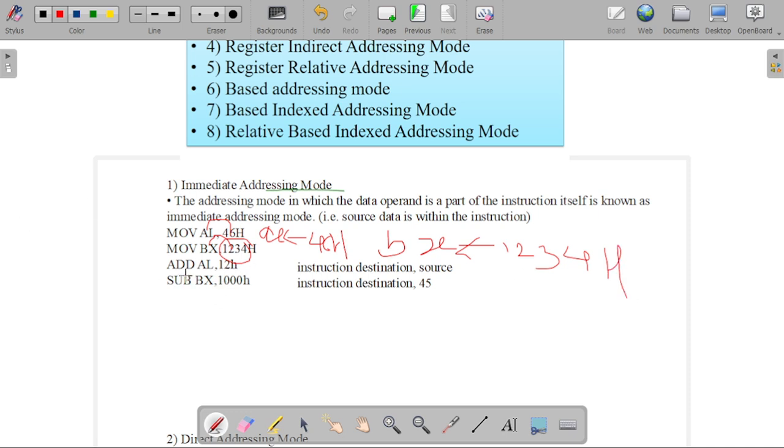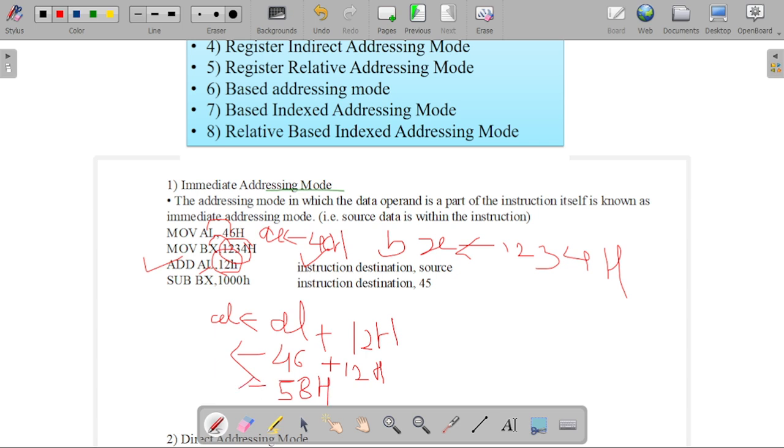What is the next instruction? That is ADD AL, 12H. When we write this instruction, this immediate value will be added to the contents of the destination operand, because for the ADD instruction, destination equals destination plus source. So we write AL equals AL plus 12H. Previously AL contained 46H, so we add 12H, the immediate value, to the previous value 46H. Then our result will be 58H. Now the current value of the AL register is 58H.